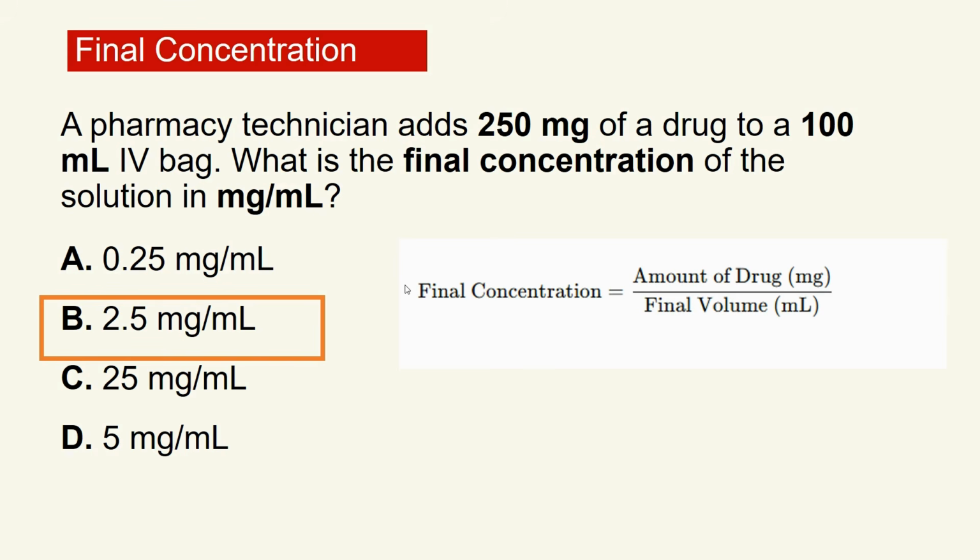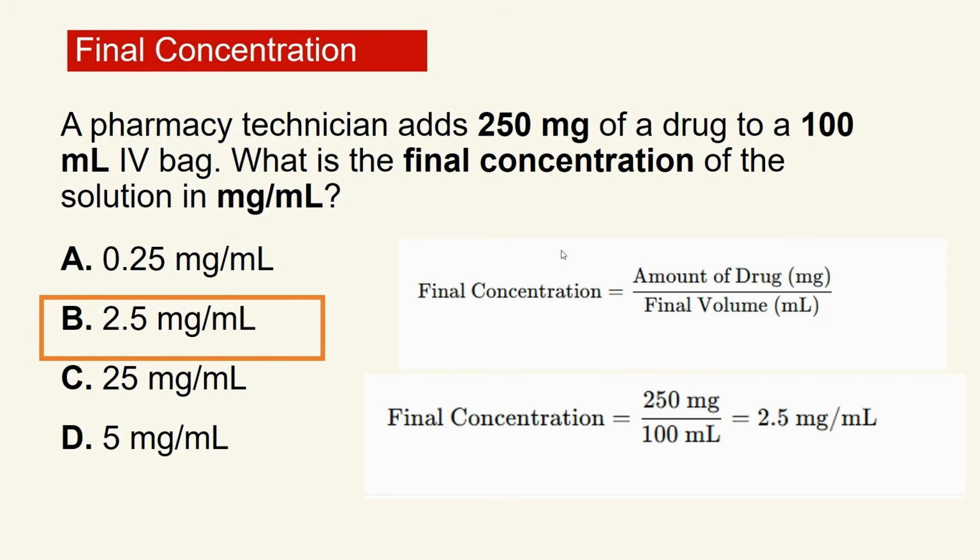So this is the formula for final concentration. Final concentration can be calculated by the amount of drug in milligrams divided by the final volume. Here the amount of drug is 250 milligrams, and the final volume is 100 mL. So if you calculate 250 divided by 100, that would be 2.5 milligrams per mL. So that's a straightforward calculation.